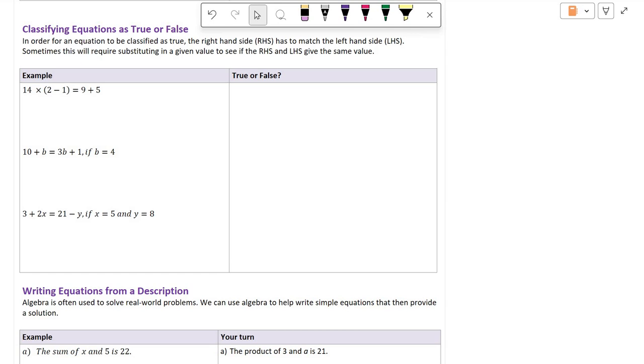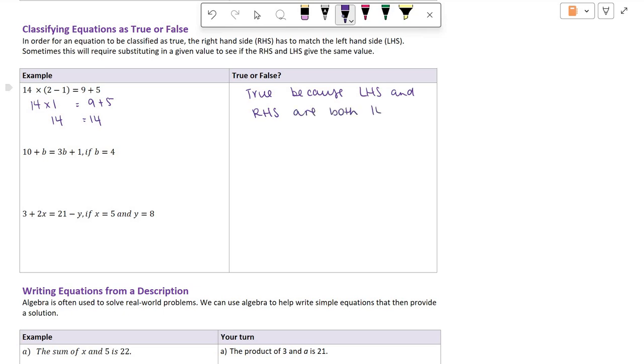Okay? So let's look at this one here. Remember to use your BODMAS. That's going to be 14 times 1, because we do brackets first, equals 9 plus 5. And then if I calculate both sides at the same time, I'm going to have 14 equals 14. So this is true because that left-hand side and the right-hand side are both 14. Okay, pretty simple.